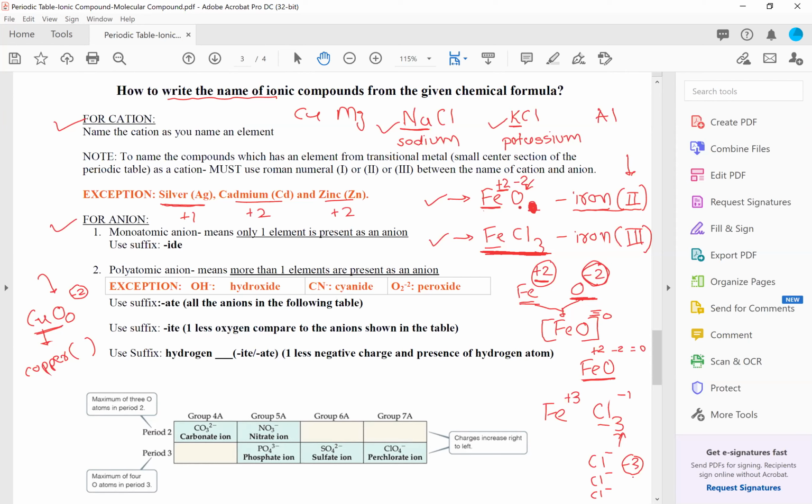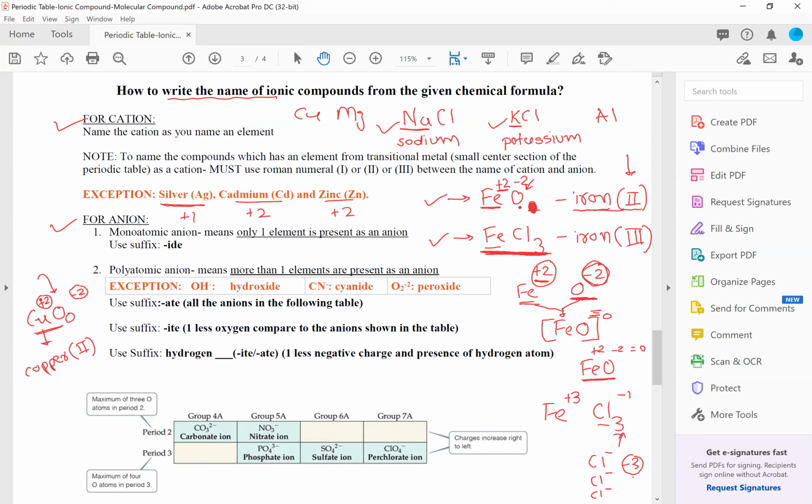In that case, we can say the copper must be carrying what charge? +2. Great, right? It must carry +2 charge. So when we write the name of this compound, we should write copper in parentheses 2. Get it?